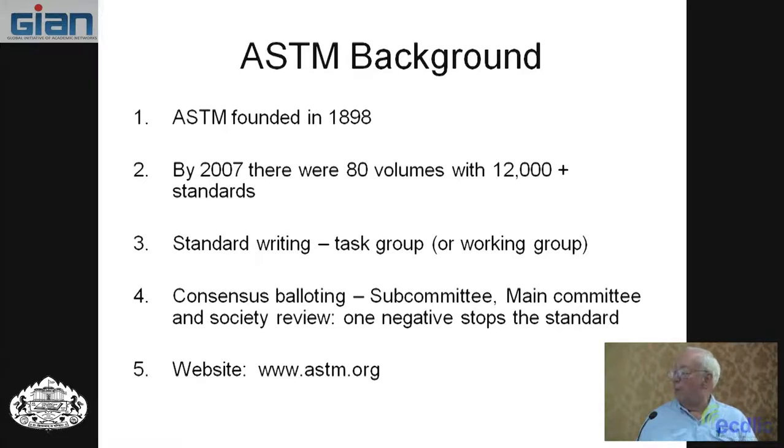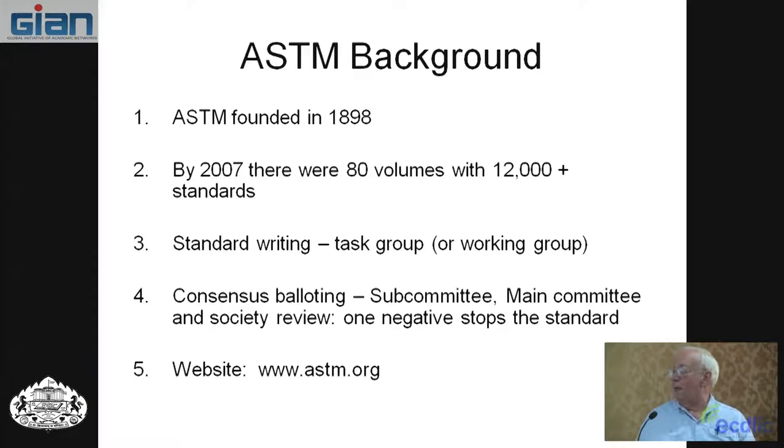Standard writing is done in a group. Now, the committee that writes a standard has many people. In fracture mechanics, we have a committee E08. They use the letter E again for a mechanical sort of thing. E08 has more than 500 people in it, and so 500 people can't sit down and write a standard. So it takes a smaller group, and usually it's a task group or a working group. Anywhere from 1 to maybe 10 or 12 people are working on this standard.